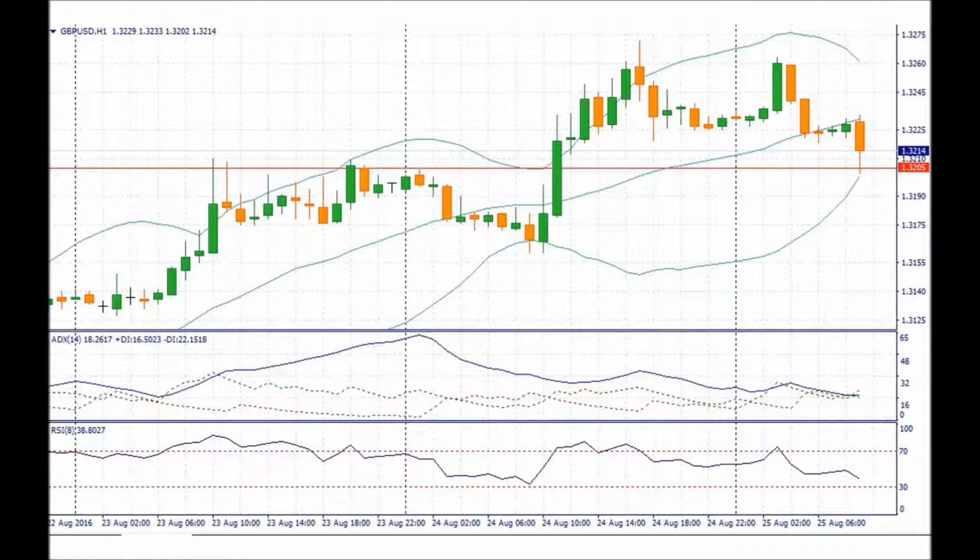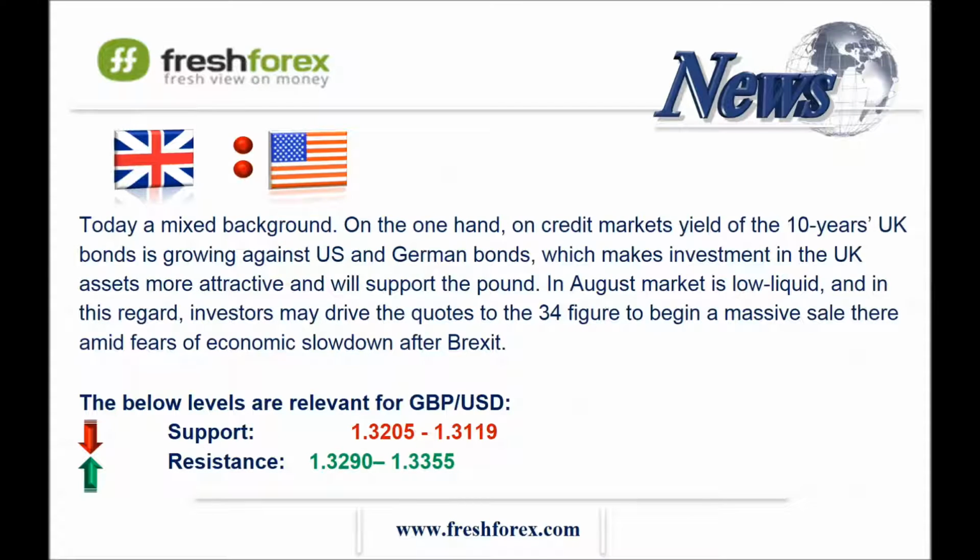The next pair is the pound and the US dollar. On the one hand, yield of the 10 years UK bonds is growing against the US and German bonds, which is positive for the pound. On the other hand, yesterday oil closed the day in the red zone, and the negative trend is still relevant, which will put the pair under pressure.